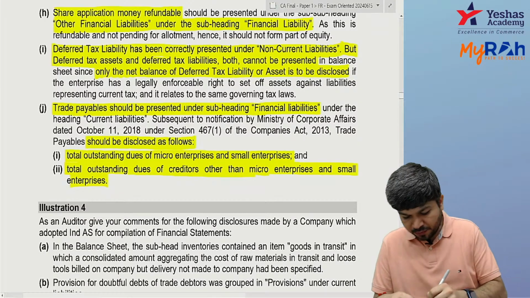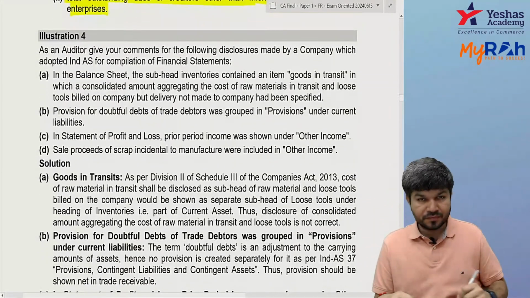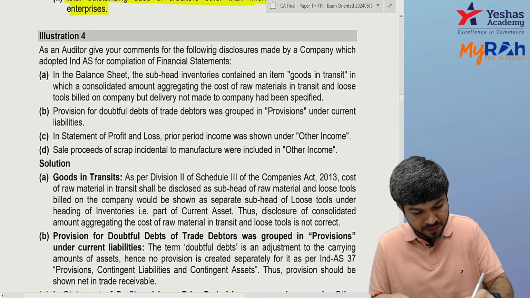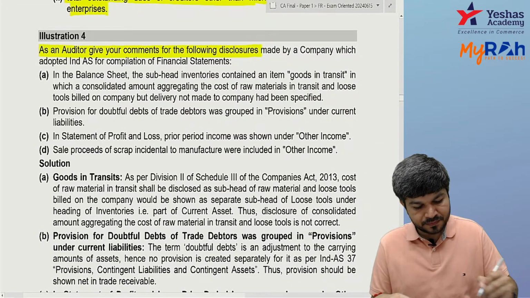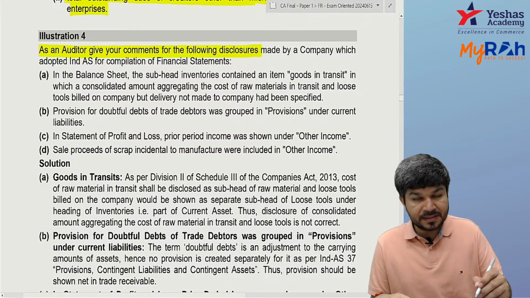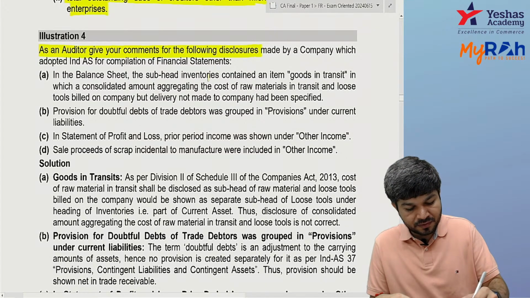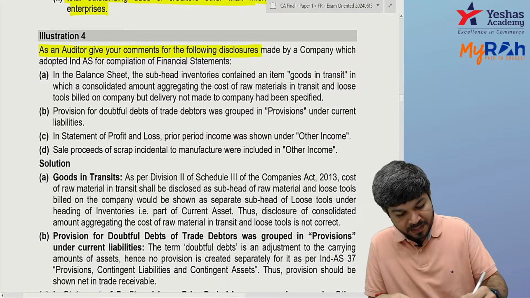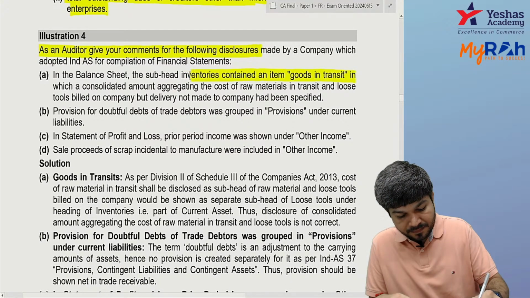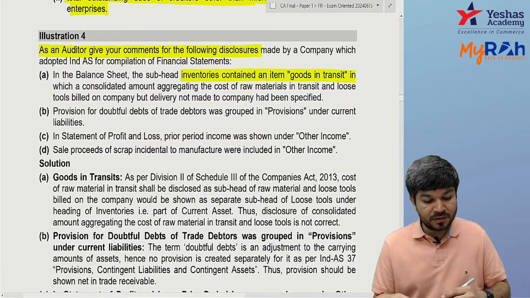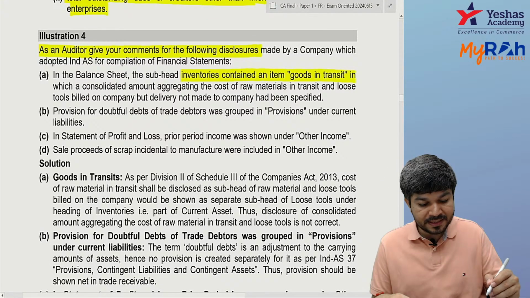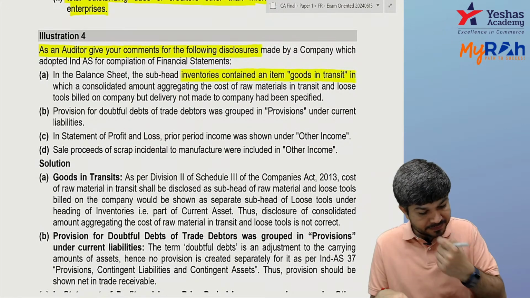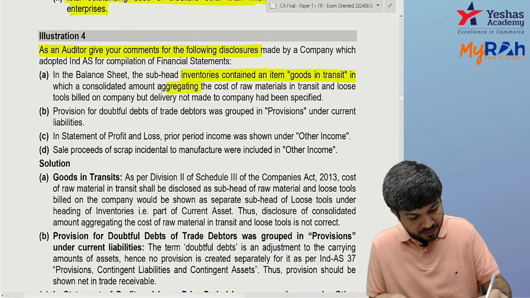Going to question number 4. As an auditor, give your comments for the following disclosure. In the balance sheet, the subheading inventory contains goods in transit, in which a consolidated amount aggregates the raw material in transit.